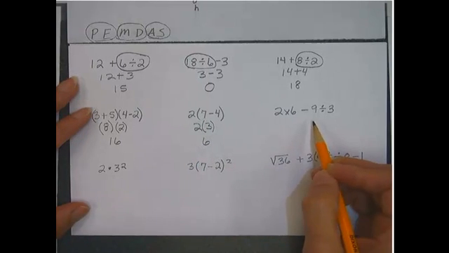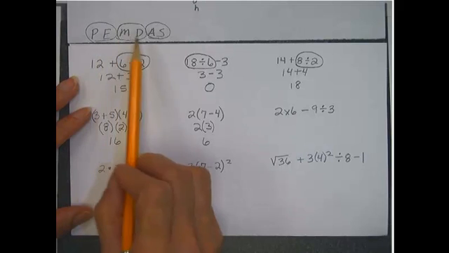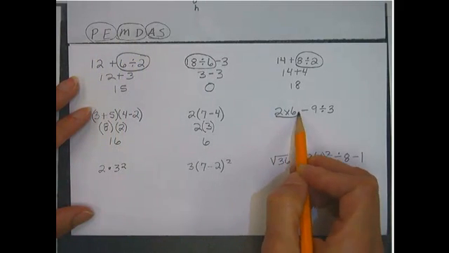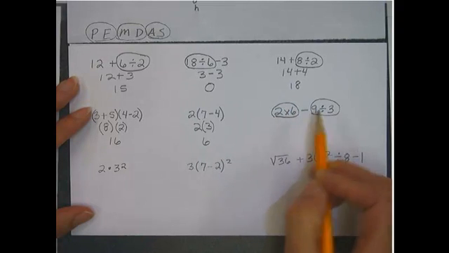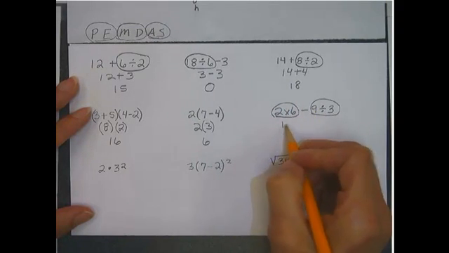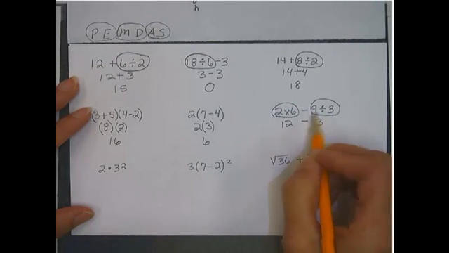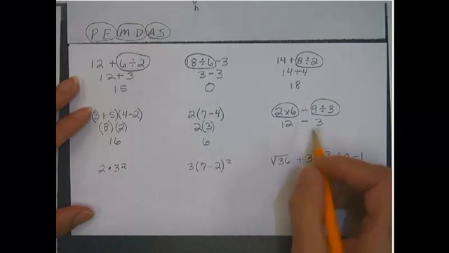Okay, this next one, looks like we don't have any parentheses or exponents, but we do have multiplication and division. So I need to carry out this multiplication here, and then I need to carry out this division. Okay, 2 times 6 is going to give us 12. 9 divided by 3 is going to give us 3. And the last thing I need to do is carry out that subtraction. So 12 minus 3 would give us 9.